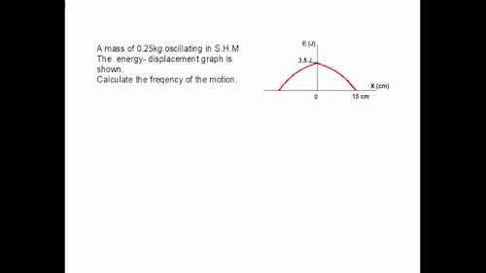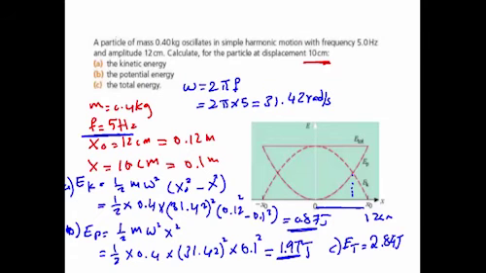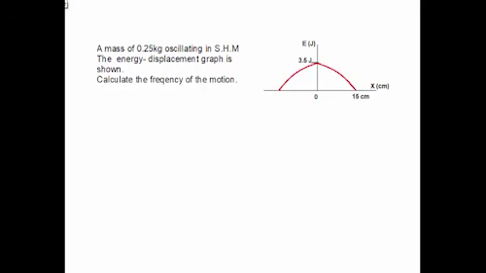This is another question. A mass of 0.2 kg, oscillating in simple harmonic motion. The energy displacement graph is shown. Calculate the frequency of the motion. Now, this is energy with displacement. The maximum displacement, which is the amplitude, is 15 centimeters. Now, what we are asked is to calculate the frequency for the motion.